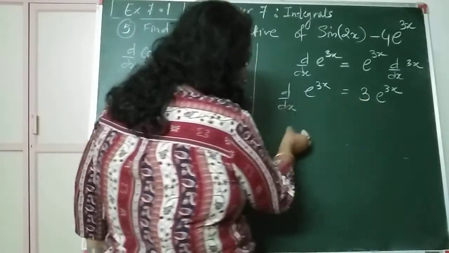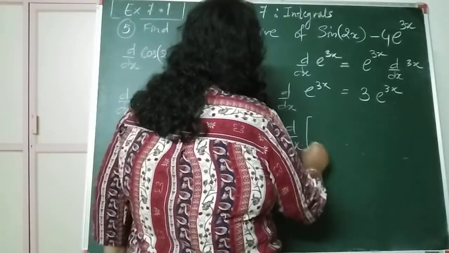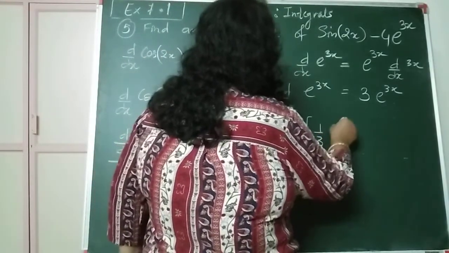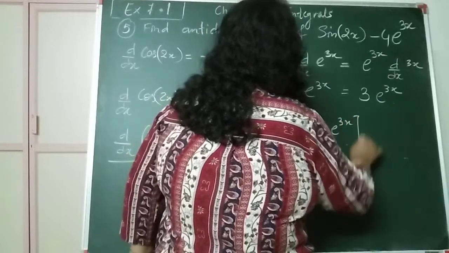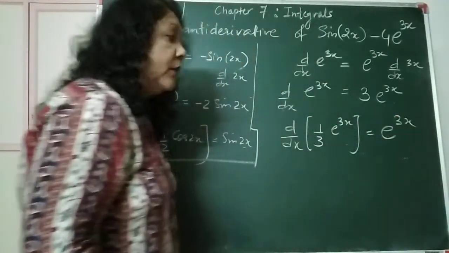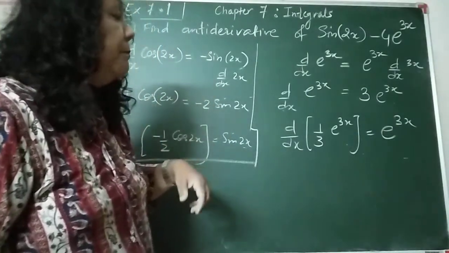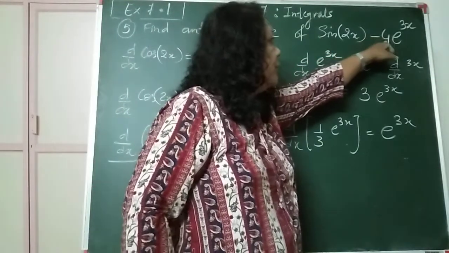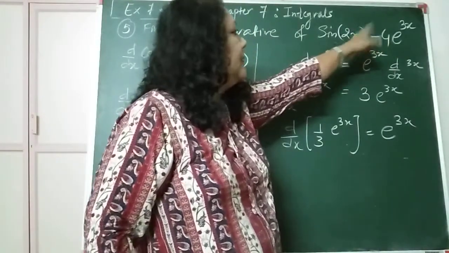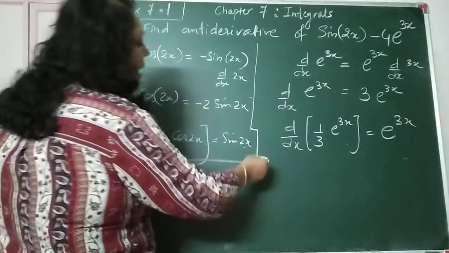Now bring 3 cross multiply it here. So I have d by dx of 1 upon 3 e raised to 3x is equal to e raised to 3x. So I found out the antiderivative of both, but when I substitute my answers there, let me see what happens.